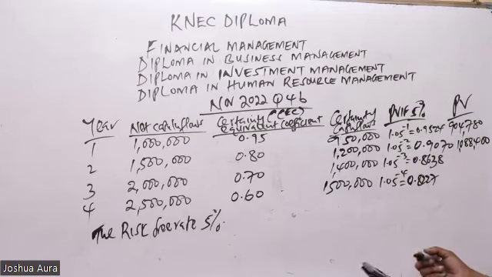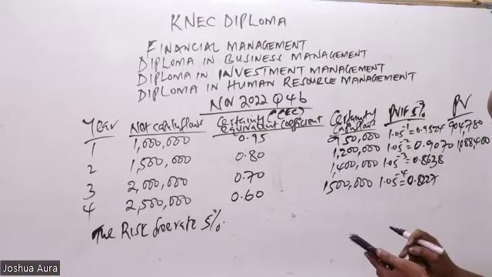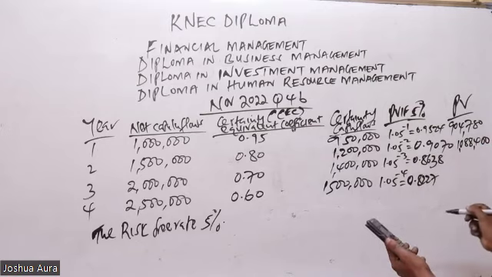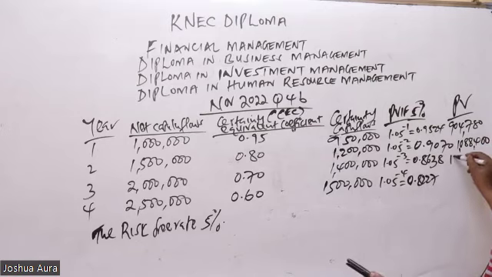1,088,400. What about for year 3? We'll take 1,400,000 times 0.8638. What are we getting? 1,209,320.